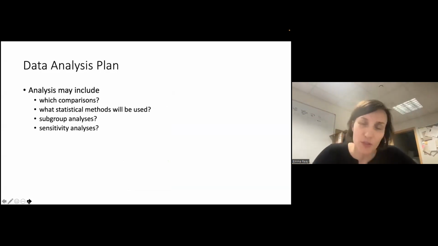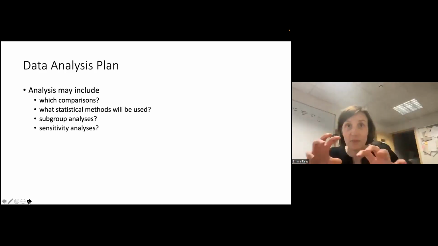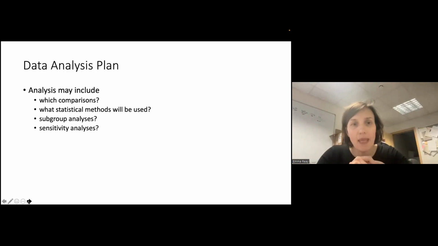As with everything, it's always good to have a plan. The data analysis plan will include which comparisons are we going to make, what statistical methods are we going to use, are we going to try and do a subgroup analysis, so look for different bits within that data, and are we going to assess the sensitivity as well.